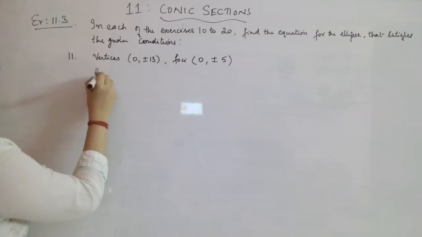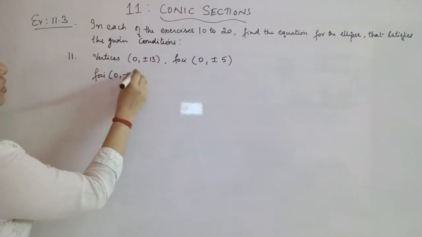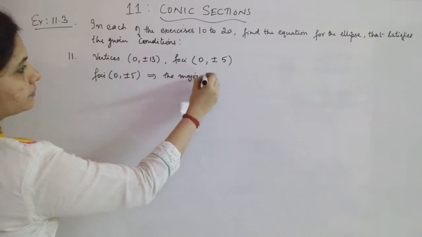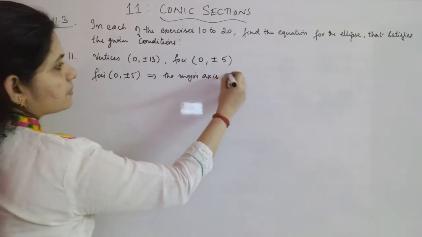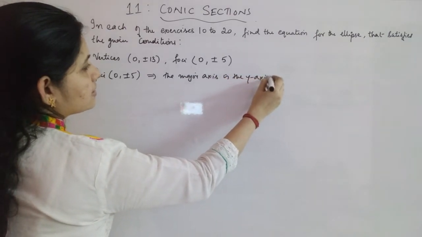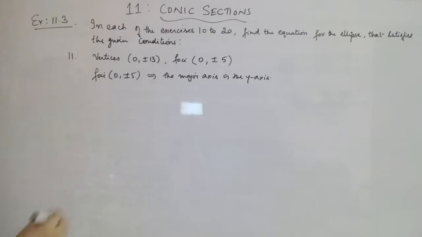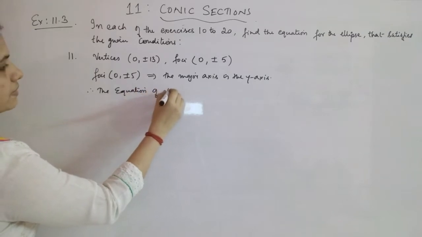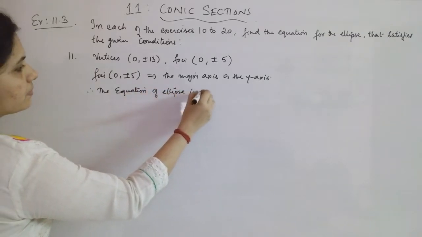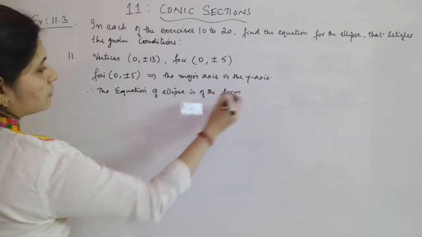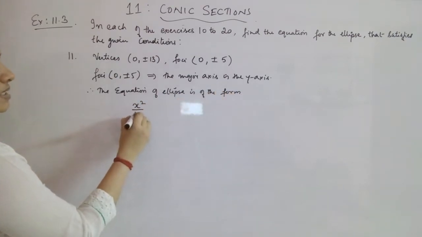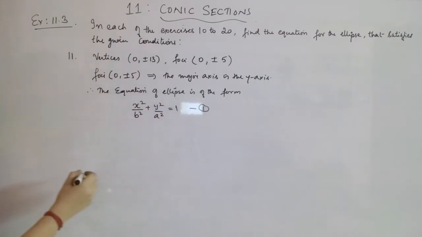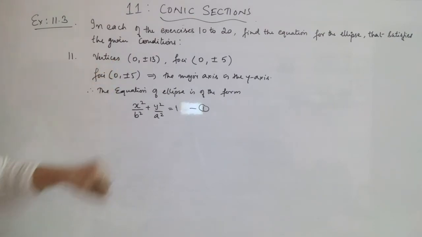So foci is given to be 0, plus or minus 5, which implies that the major axis is the y-axis. Y-axis is the major axis. Therefore, the equation of the ellipse is of the form x square by b square plus y square by a square equal to 1. Let it be equation number 1. Now we will start with finding out the value of a and b.